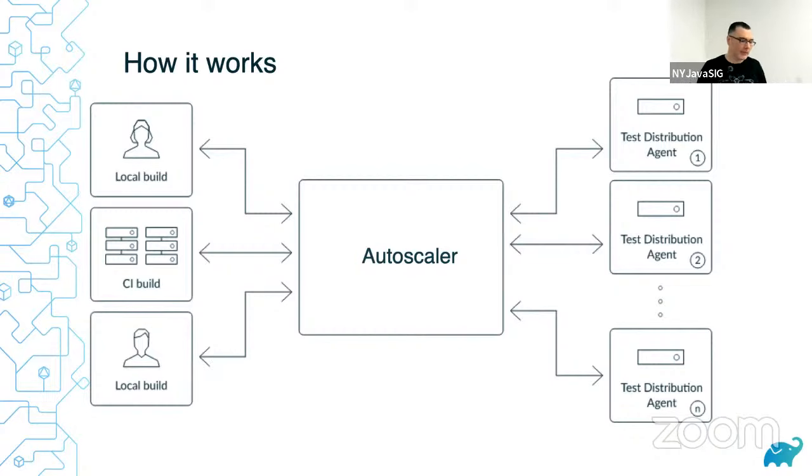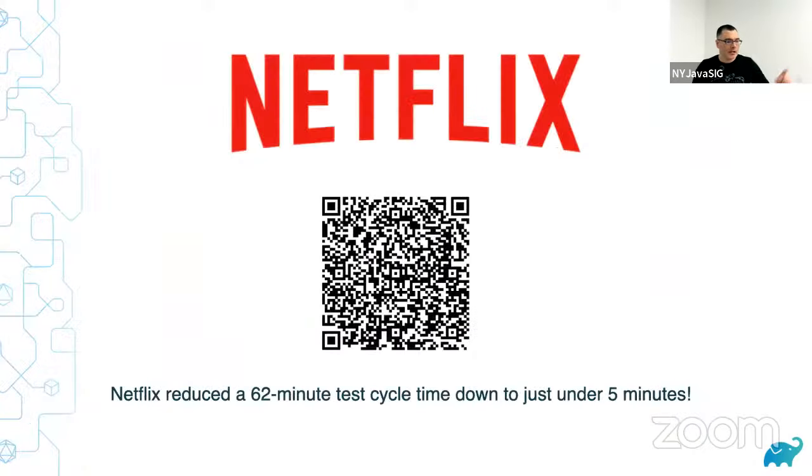But anyway, now all of your test data, your build, your test results, your coverage data, all should come back to your laptop. So your build should look like one build and not 1,000 little builds. Netflix did this. They were able to take an hour-long build and test cycle and get it down to under 5 minutes. I'll have a link to this at the end.